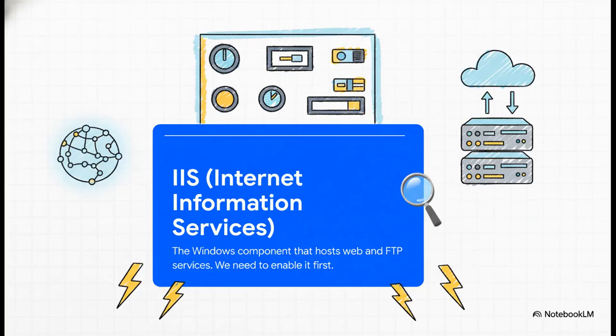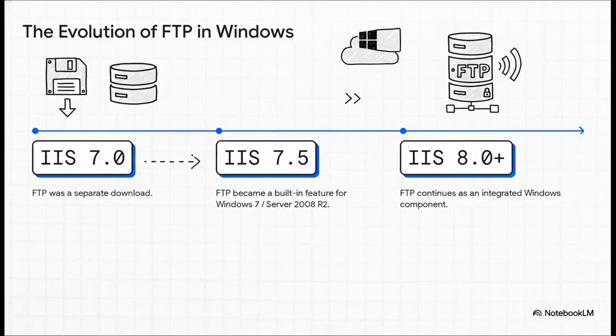So the foundation for all of this is a Windows feature called IIS, or Internet Information Services. Just think of it as the main control center for any kind of hosting service on your PC. To get our FTP server up and running, we've got to enable IIS first. And it's kind of cool to see how this has changed over the years. Way back when, with older versions of Windows, you actually had to go out and download the FTP service as a separate thing. But now, for well over a decade, it's just been a standard, fully integrated feature.